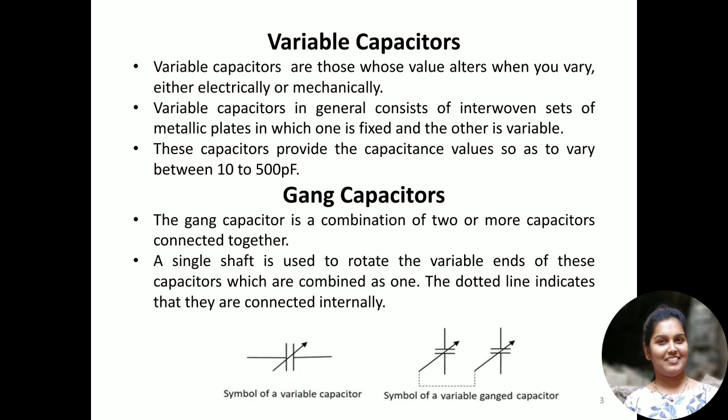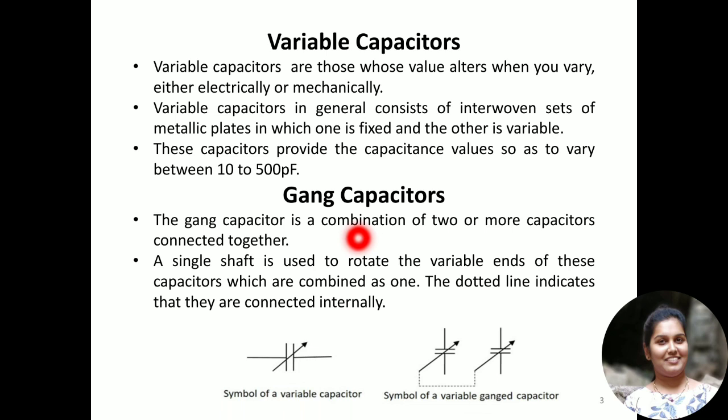So any kind of dielectric we can take, but by changing the area and the distance of these fixed and movable plates, we can change the capacitance. So this is how a variable capacitor will work. Coming to the range, variable capacitors are available in the range of 10 to 500 picofarads. 10 to 500 picofarads is the range of the variable capacitors that is available, right?